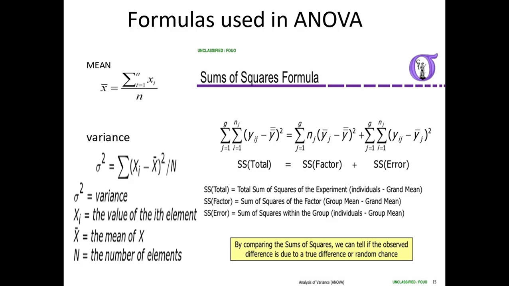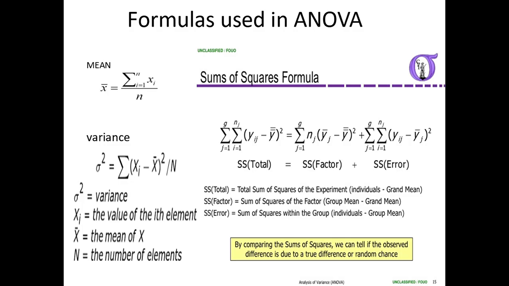So these are the formulas used in ANOVA. Mean is x bar, equal to the summation of xi, i equal to 1 to n, divided by n. Variance is sigma square, equal to the summation of (xi minus x bar) square, divided by n. Here sigma square is variance, xi is the value of the ith element, x bar is the mean of x, and n is the number of elements.